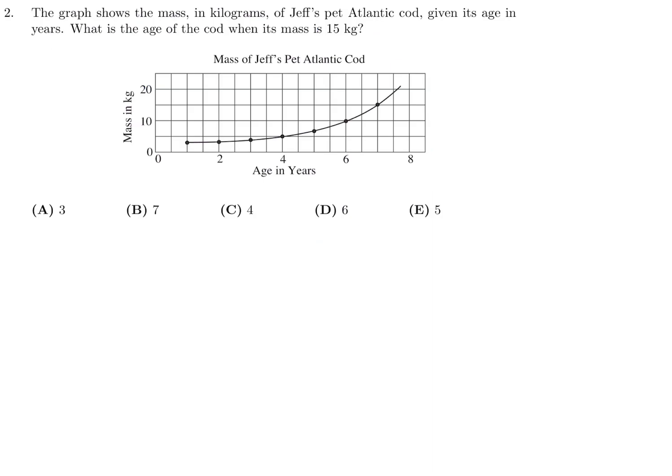The graph shows the mass in kilograms of Jeff's pet Atlantic cod given its age in years. What is the age of the cod when its mass is 15 kg? This is 15 kg right here. So you just follow the graph along until you hit the curve, and then you look down to see where it lies on the age segment, and that is 7. So number 2, the answer is B.